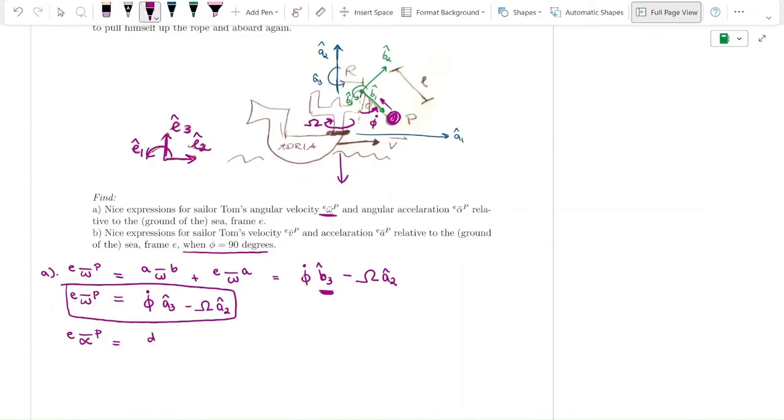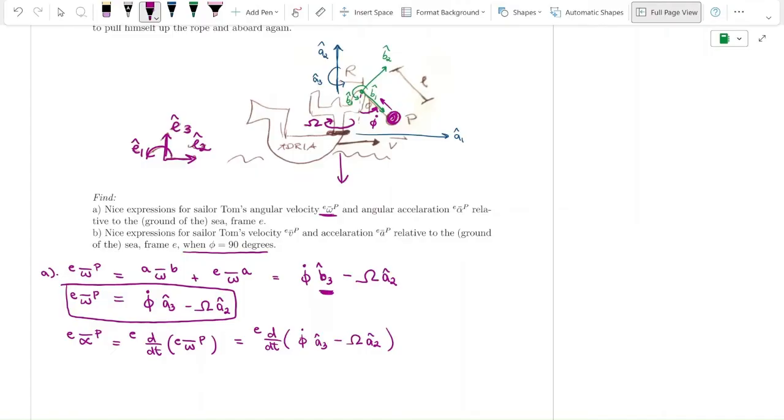Instead, you have to do the BKE and take the time derivative of the angular velocity with respect to the E frame. So I'm going to do that now. This basically means I need to take the time derivative of phi dot a3 hat, nope, not plus, minus omega a2 hat with respect to the E frame.